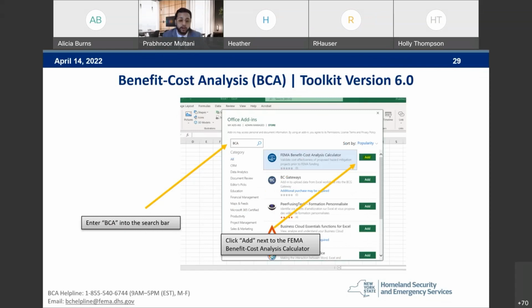Once you're able to see that Office add-ins window, go ahead and enter BCA into the search bar. Click that little magnifying glass. The first result will be FEMA Benefit Cost Analysis Calculator. Go ahead and click that green Add button right next to it.